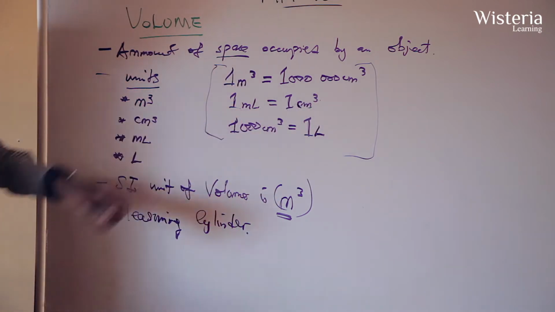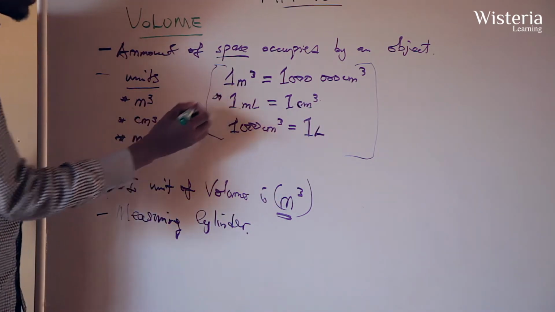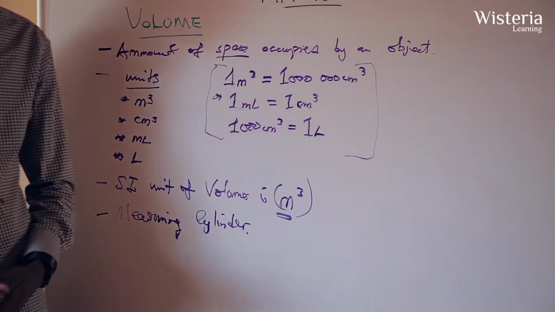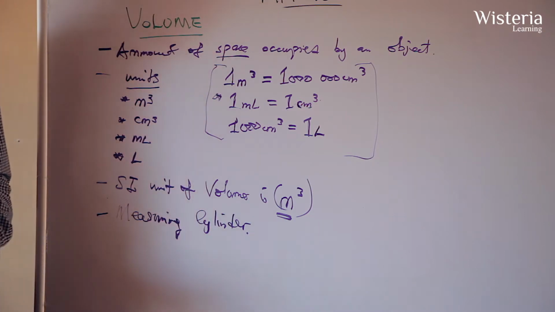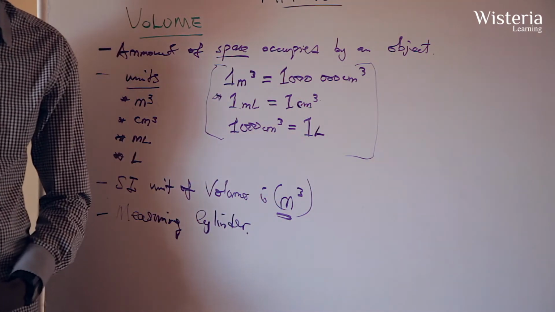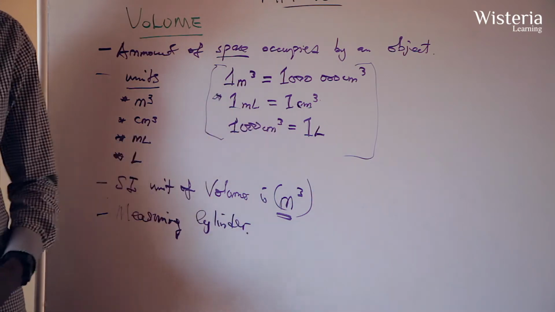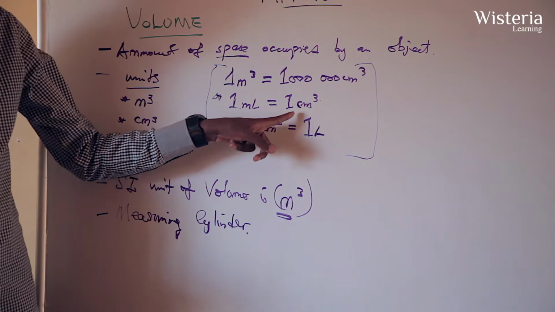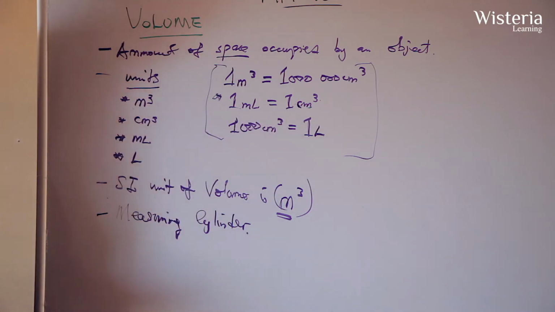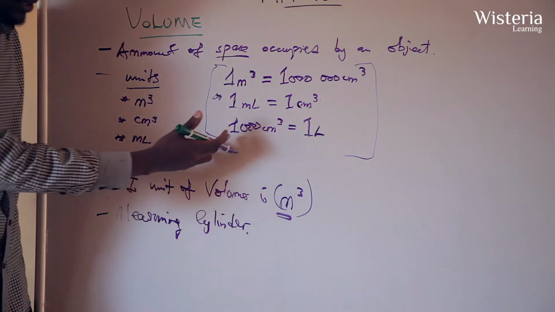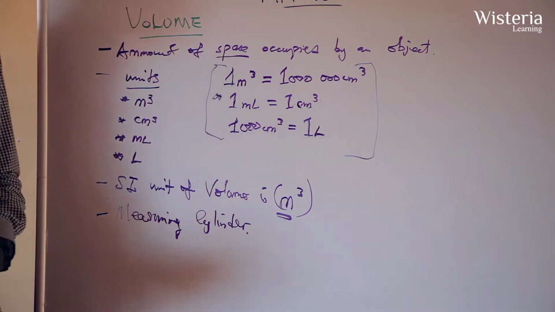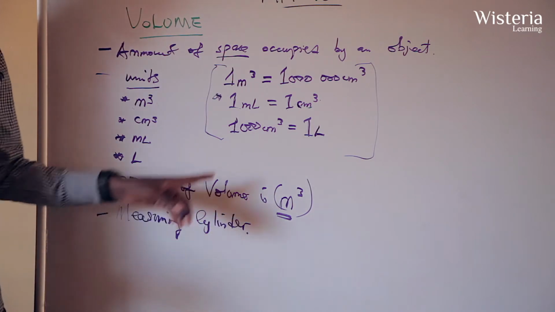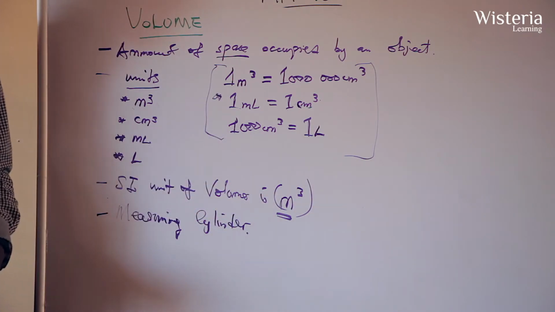Here it's very important to emphasize that most of the instruments in our labs have graduations in milliliters. So it's very important to understand that 1 milliliter is equivalent to 1 cubic centimeter. Now 1000 cubic centimeters is equivalent to a liter. So 1 liter is the same as saying 1000 cubic centimeters.